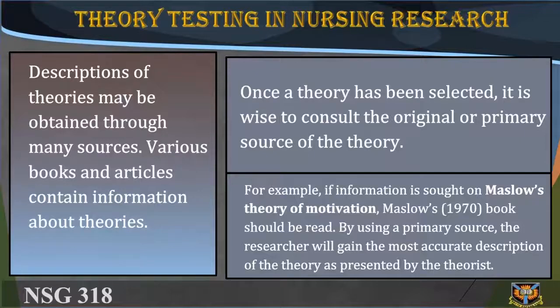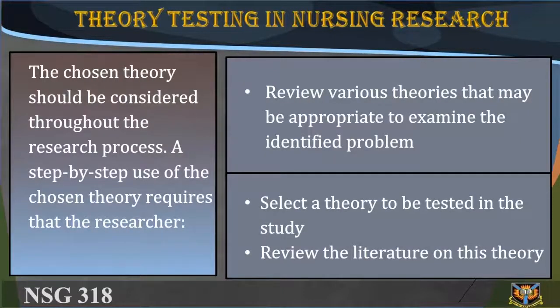Once a theory has been selected, it is wise to consult the original or primary source of the theory. For example, if information is sought on Maslow's theories of motivation, Maslow's 1970 book should be read. By using a primary source, the researcher will gain the most accurate description of the theory as presented by the theorist. The chosen theory should be considered throughout the research process.